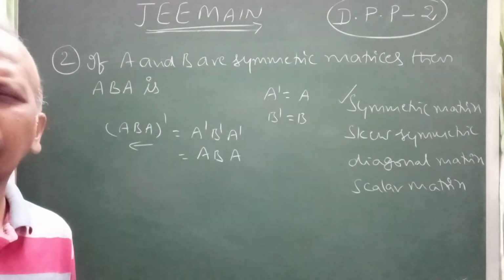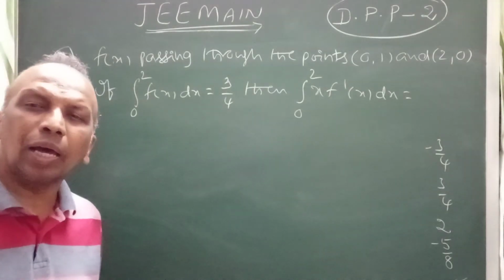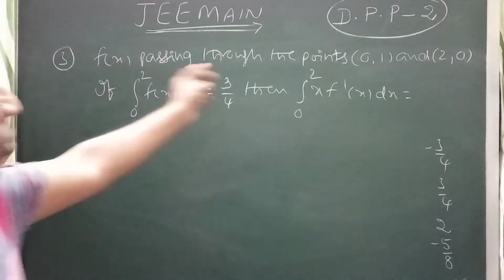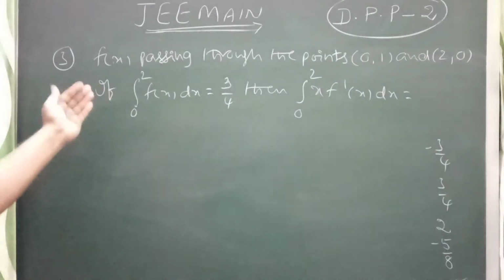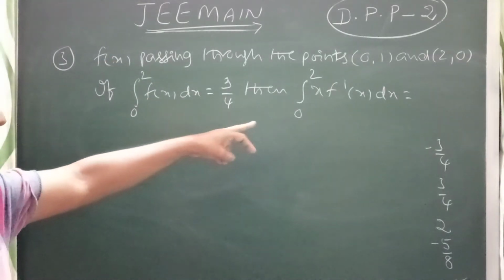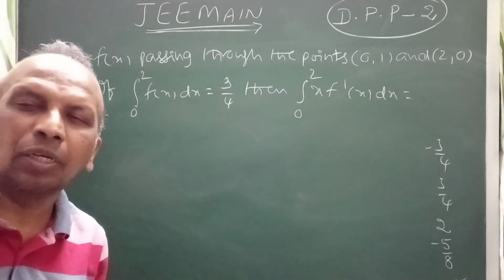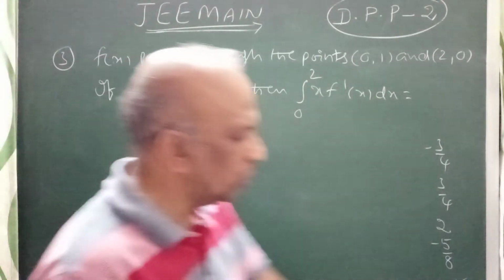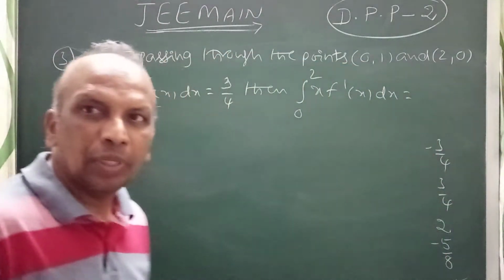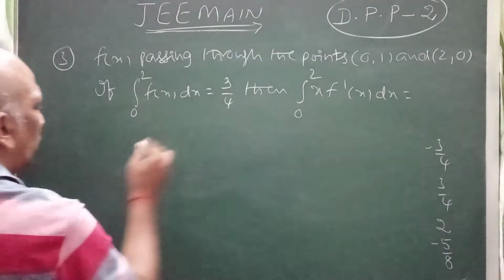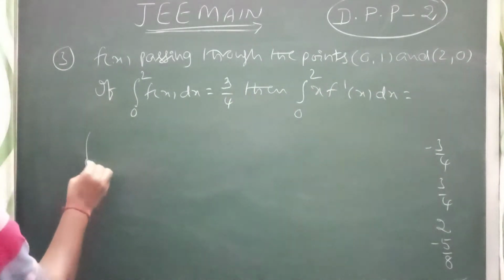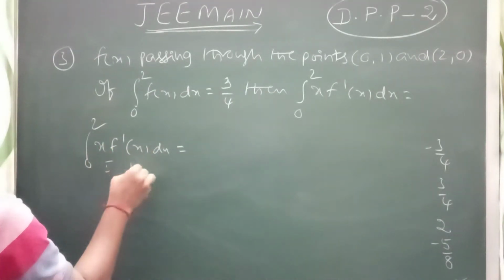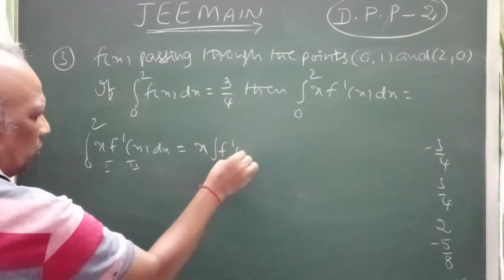Simple problem, this one. Now see in this problem, the curve passes through the points 0, 1 and 2, 0. That means f of 0 equal to 1, f of 2 equal to 0, and the integral from 0 to 2 of x into f dash of x dx is given. Use integration by parts: first function into integral of second.